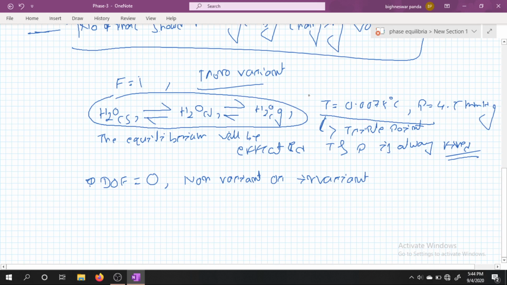Number of phases changes. So I can simply say that is mono as temperature and phase fixed. Mono.